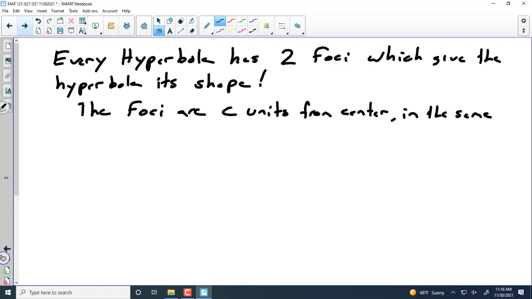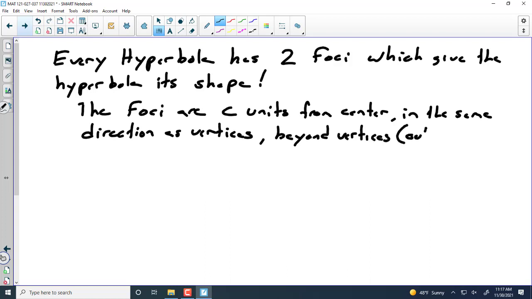in the same direction as vertices, but they are beyond the vertices, outside the fundamental rectangle. The 2 foci are found by going C units from the center in the same direction as the vertices, but you go beyond the vertices. You actually leave the fundamental rectangle.